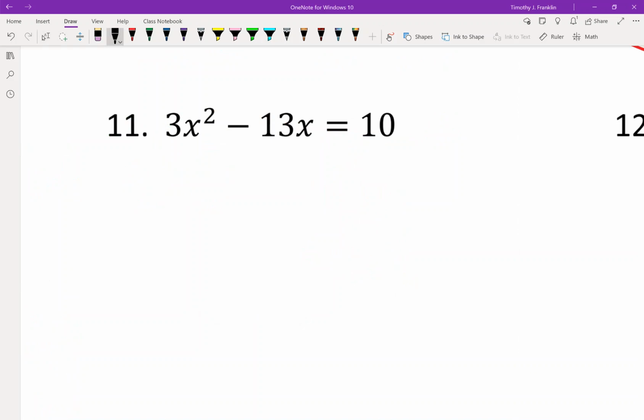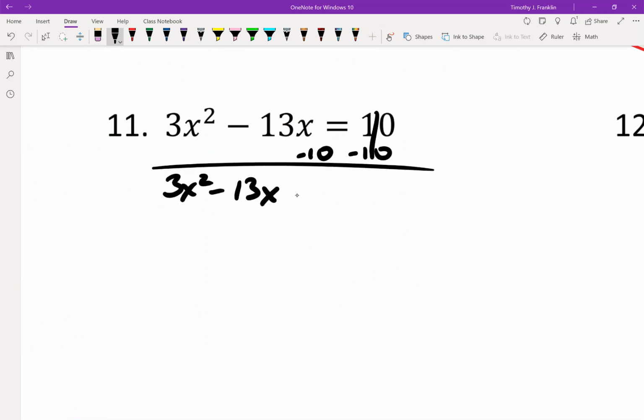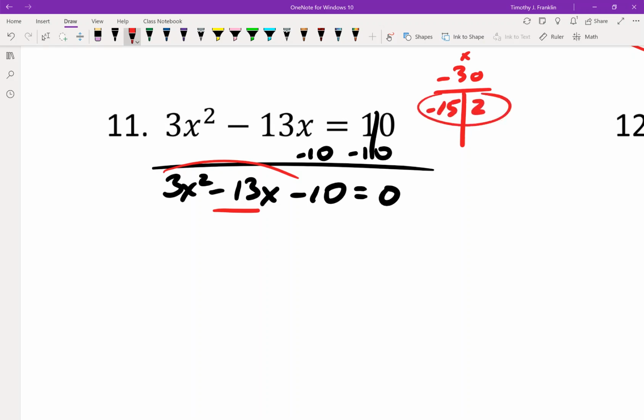We need to bring all this to one side. So we're going to subtract the 10 to cancel it out. So 3x squared minus 13x minus 10 equals 0. And now we can factor this. So we need 2 numbers that multiply to negative 30 and add to negative 13. I think we've seen this before. Negative 15 and 2. Just had this.